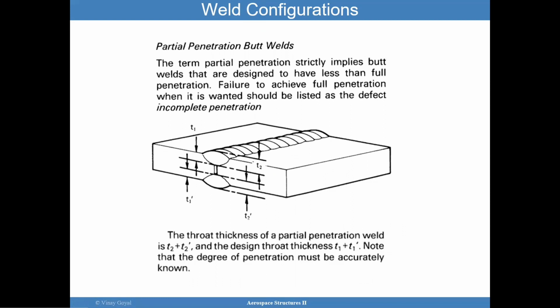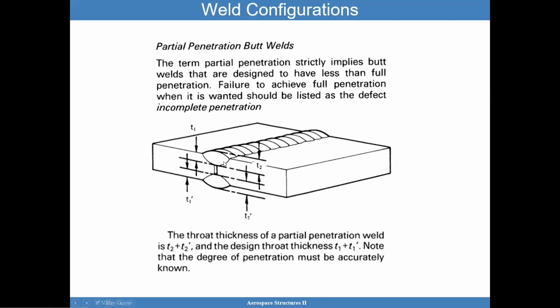You could also have a partial penetration butt weld. In this case, you have some amount of weld here, some amount of weld here, which may not have penetrated all throughout. And so here your design is going to be T1 here, plus T1 prime. You don't want to consider T2 plus T2 prime, but just the minimum thickness possible, not the excess material.